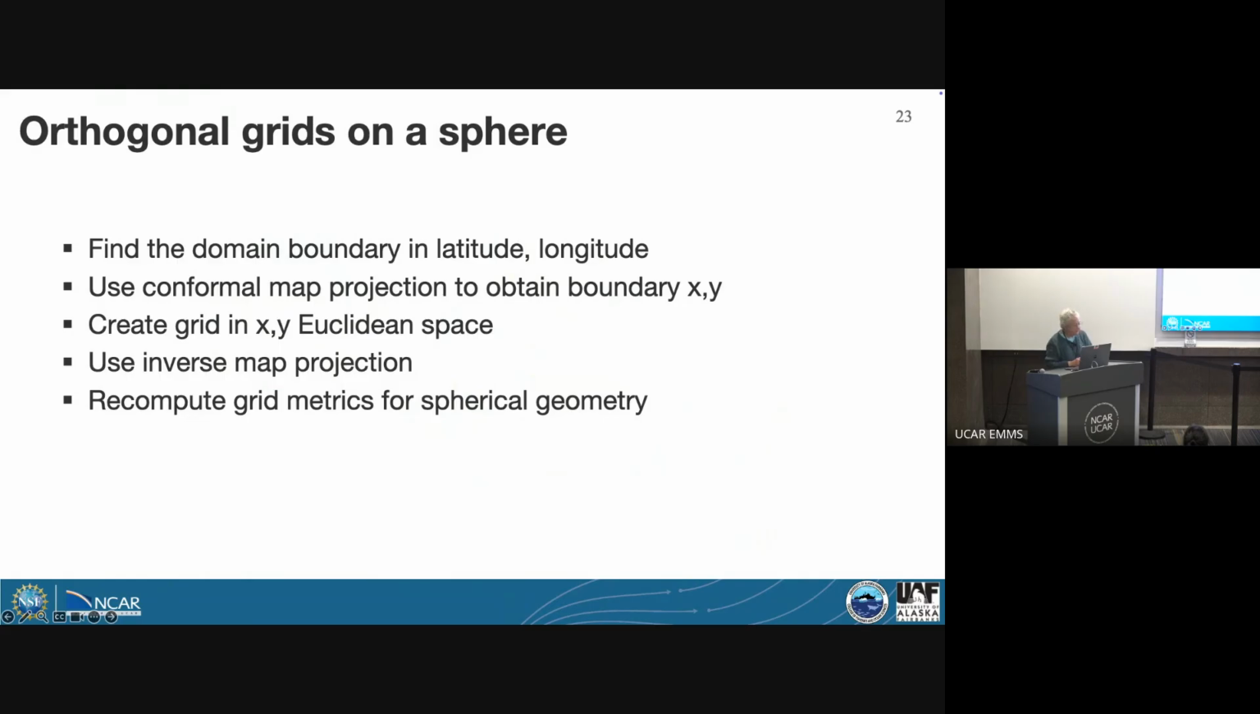The way to do this is you find your domain boundary using the coastlines from the latitude-longitude coastline file, or whatever means you use. Then you need a conformal map projection to obtain the boundary X and Y. Then you create a grid in that XY Euclidean space. Then you need an inverse map projection to go back onto the sphere, where you recompute the grid metrics, because the grid metrics are what MOM6 uses internally in the calculations. Any of the horizontal gradient terms have a grid metric in them.